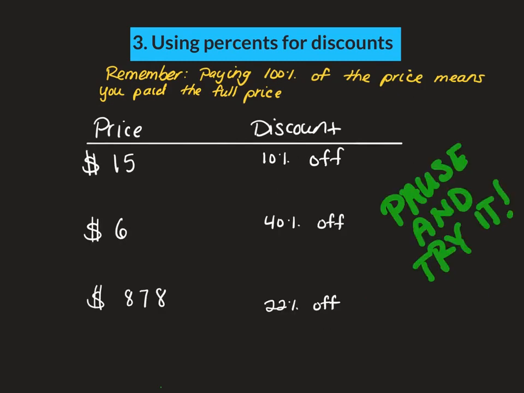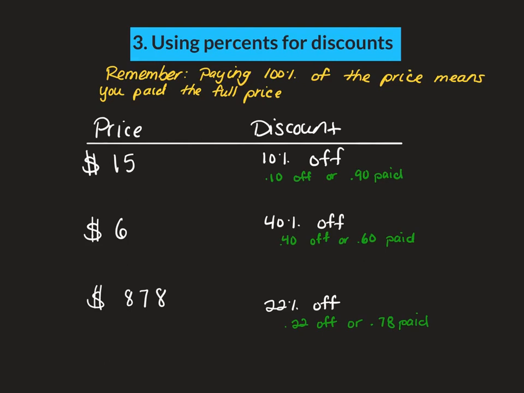Pause here and try each of these examples. When the price is $15, but you get 10% off. When the price is $6, but you get 40% off. And when the price is $878 and you get 22% off. For each of these, pause and find what the price is you'll pay after the discount.